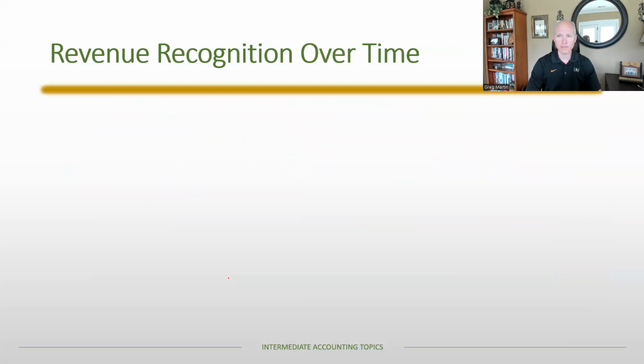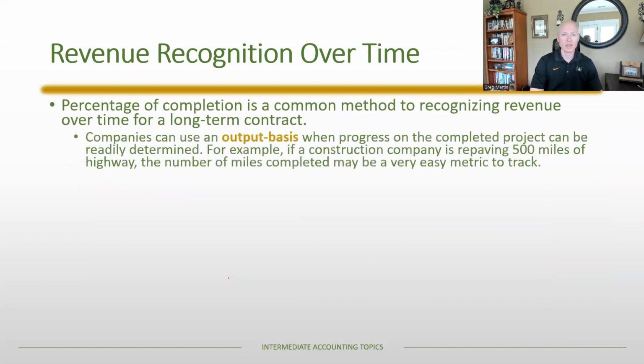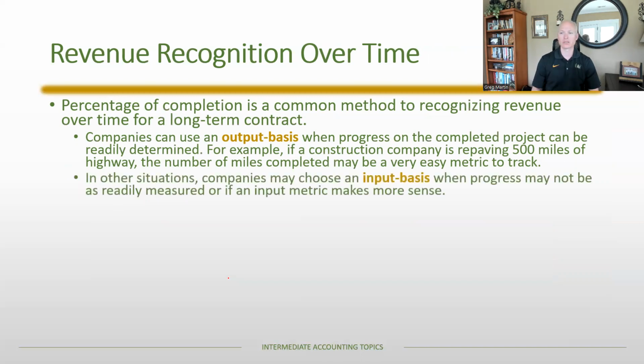Okay. All right. So now instead of recognizing revenue at the very end, let's talk about recognizing revenue over time. A percentage of completion is a common method for doing this. The percentage of completion can be measured by output. For example, I talked about this before. If you're paving something, you can do it by miles, sort of the output basis, or you can do it on an input basis, which is like costs and things like that. It just really depends on what makes the most sense for a particular situation.